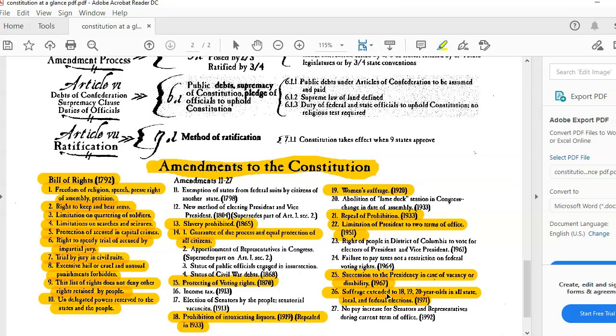All right, so all of these things that I've highlighted, you are responsible for knowing for the test. And Ms. Coffey and I will talk to you guys a little bit more about that, about the articles and about the amendments at a later time.